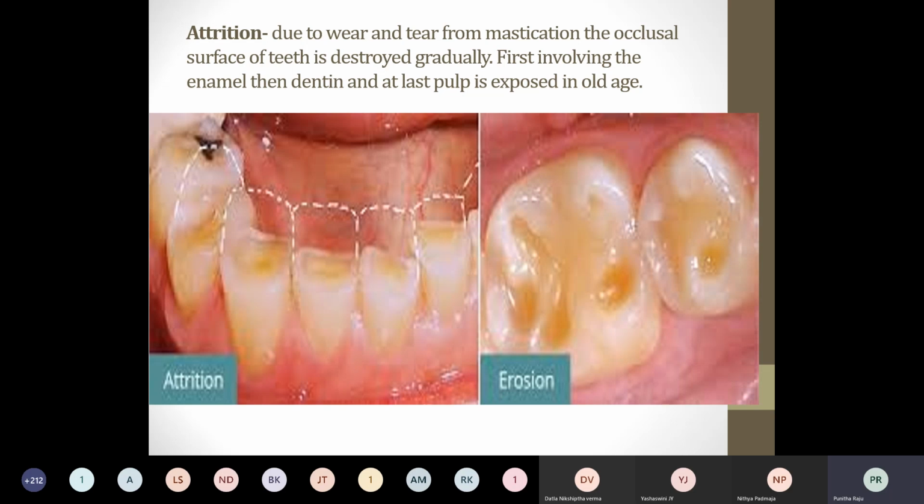This is the only gross finding in Gustafson's method. All the other things are microscopic. The remaining five criteria are all microscopic. Only this is the gross finding which you can see in Gustafson's method. The first one is attrition.